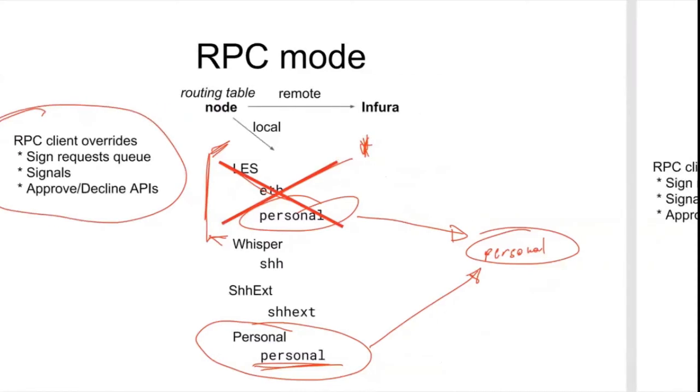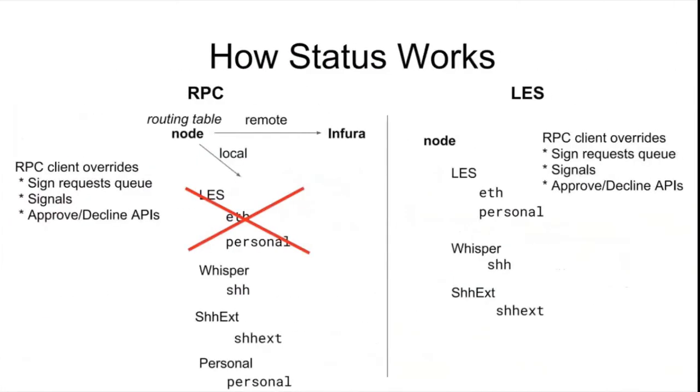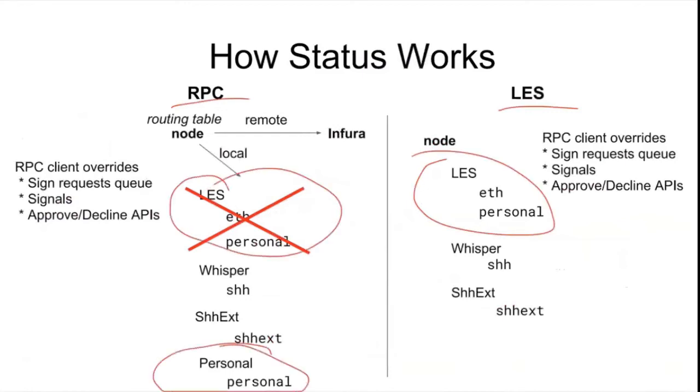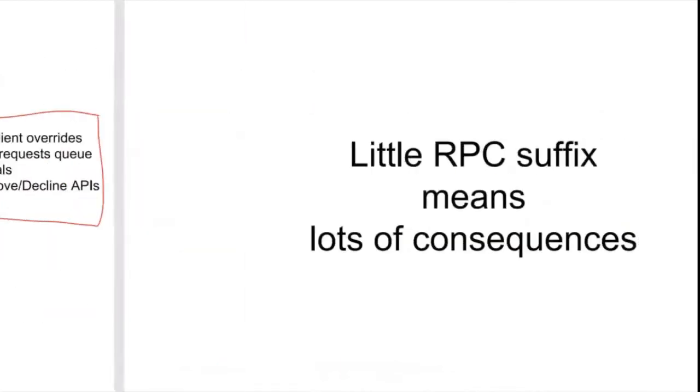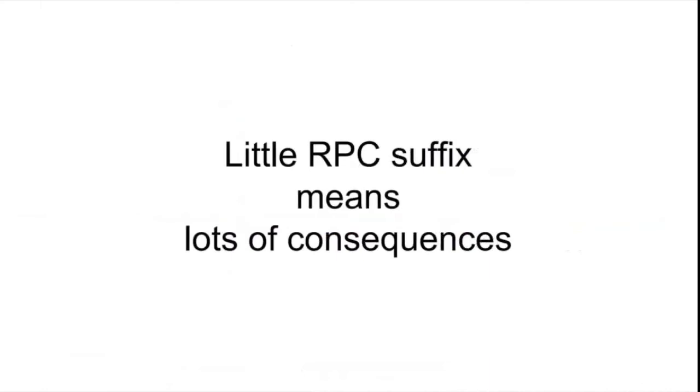And that's basically the picture that I showed you in the beginning of the presentation. It should be a bit clearer right now. So we have two modes. One is running the blockchain service itself, the other is not, and has to deal with the fact that it doesn't run. Also, it has these RPC overrides for UI notifications for transactions and things. And of course, they all run Whisper and the extensions to Whisper that we use a lot. And the conclusion from here is that RPC and LES, this little RPC prefix, means a lot of consequences.